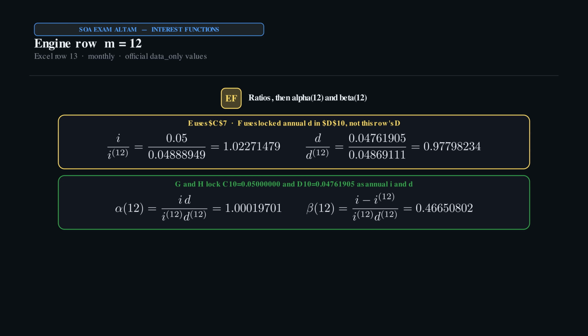The interest ratio is 1.02271479. The discount ratio is 0.977982234. Alpha of 12 is 1.00019701. Beta of 12 is 0.466508802. On a monthly annuity due conversion, beta is already about 0.47. Write those 8 decimal official values, not a 2 decimal guess.